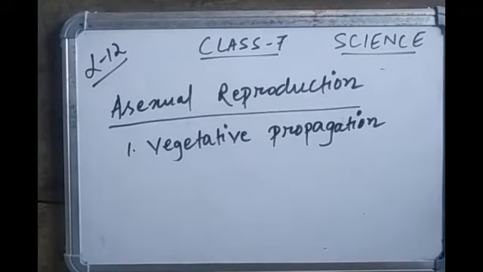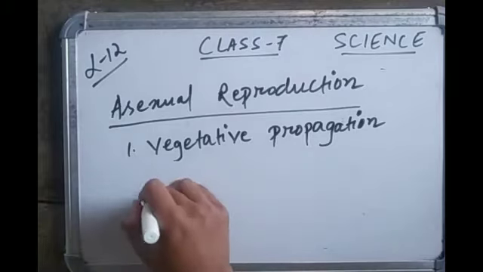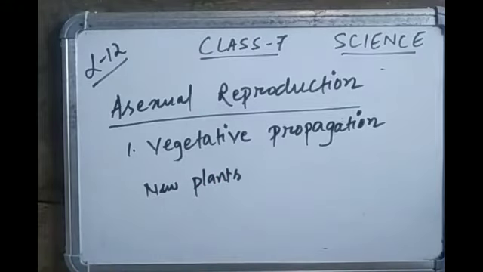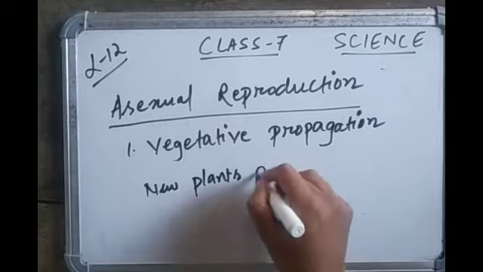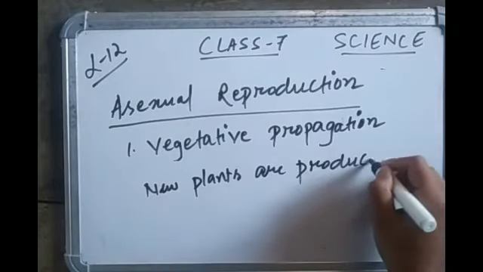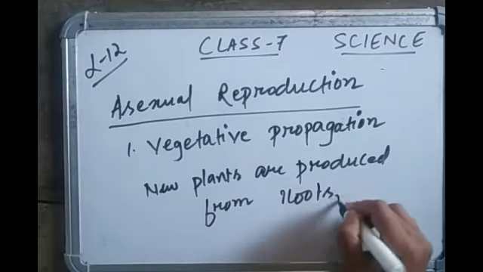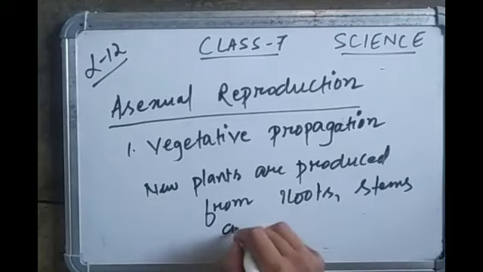Vegetative propagation comes from the vegetative parts of the plant. I have mentioned vegetative parts of the plant in the starting of the lecture itself: root, stem and leaves. It is a type of asexual reproduction in which new plants are produced from vegetative parts, not from seeds. Vegetative parts are roots, stems and leaves.